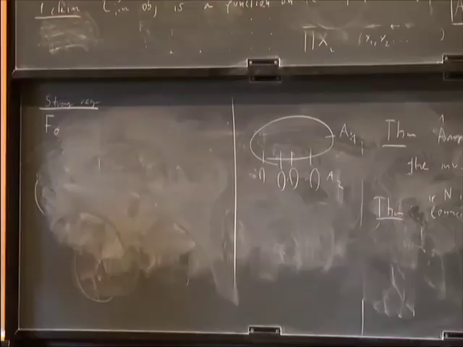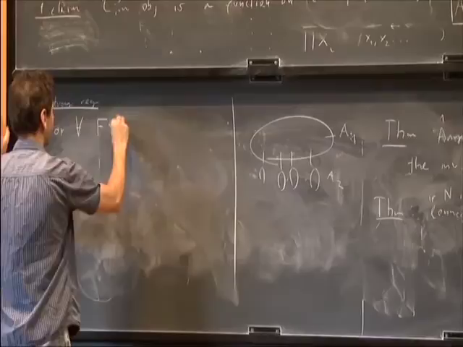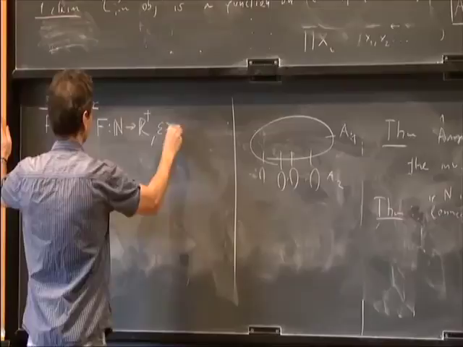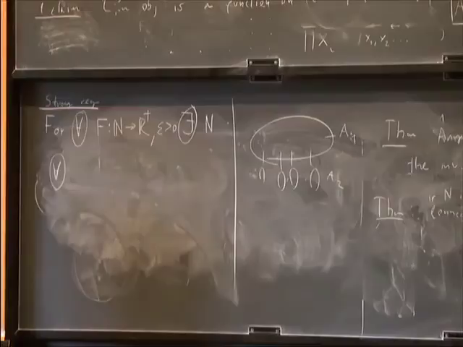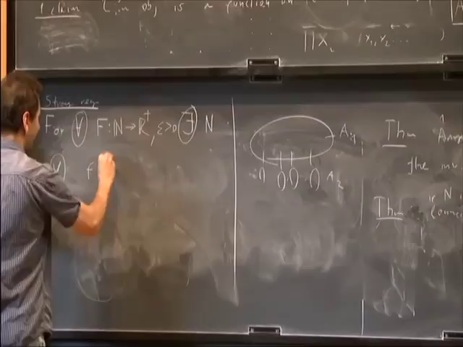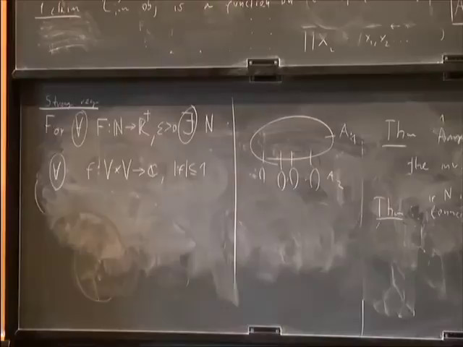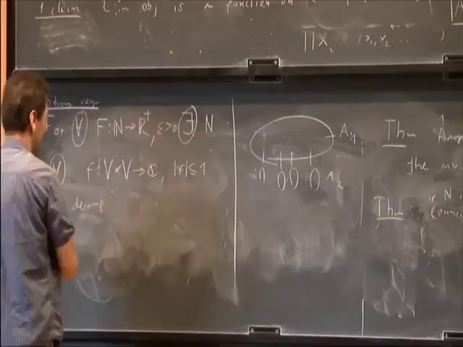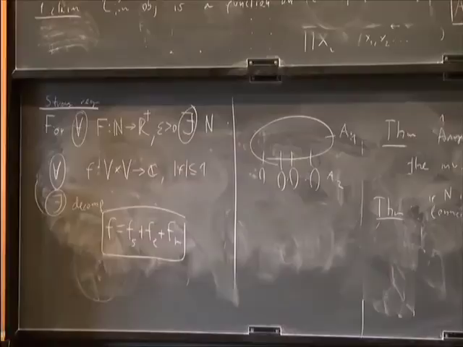So for every arbitrarily decreasing function from the natural numbers to the positive numbers, and epsilon, there exists a constant n such that for every matrix, a matrix is just a function from V cross V to the complex numbers, say, with absolute value at most one, there is a decomposition into a structured part, an error term, and a random-looking part. So this is the general form of a regularity lemma in my eyes, such that various things hold.